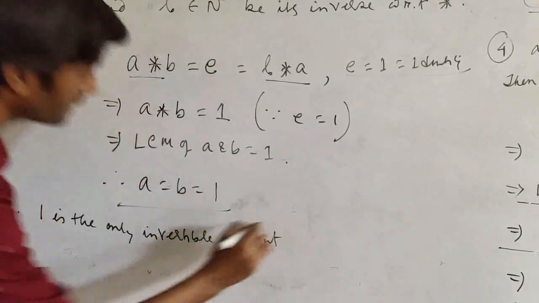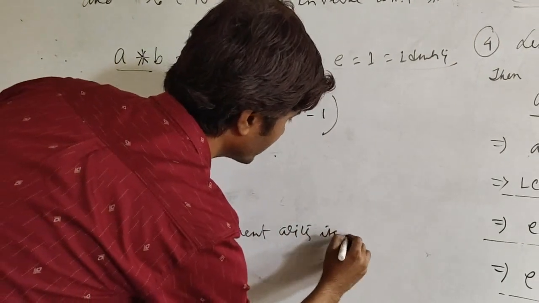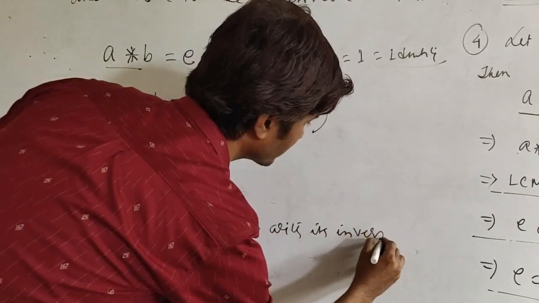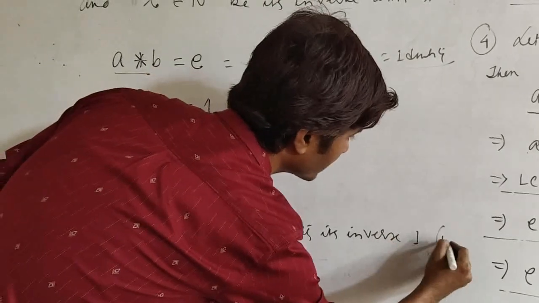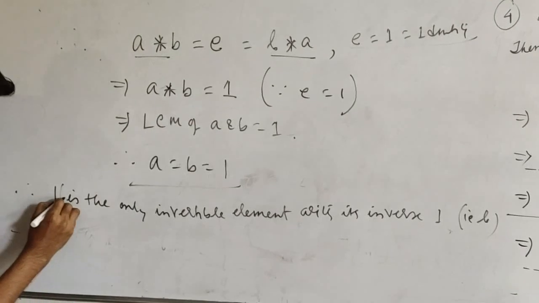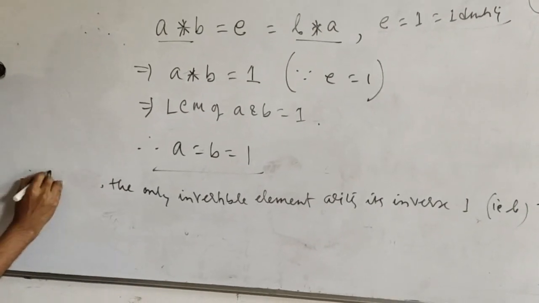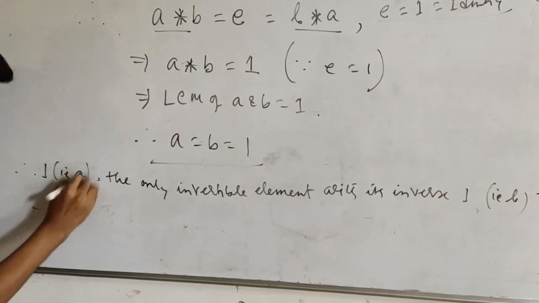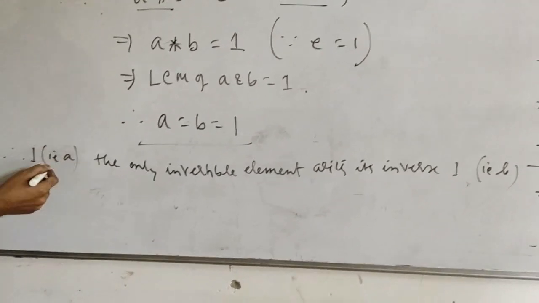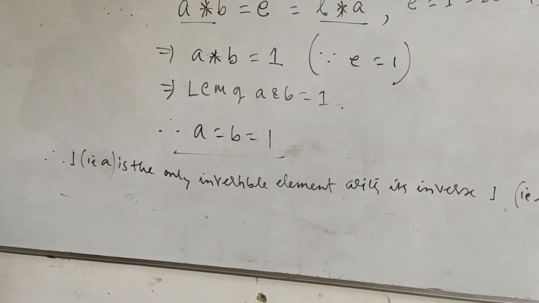1 is the only invertible element with its inverse 1. That is, this one is B, this one A. Okay? Therefore, 1, that is A. Let me write: 1, that is A, is the only invertible element, whose inverse is 1.